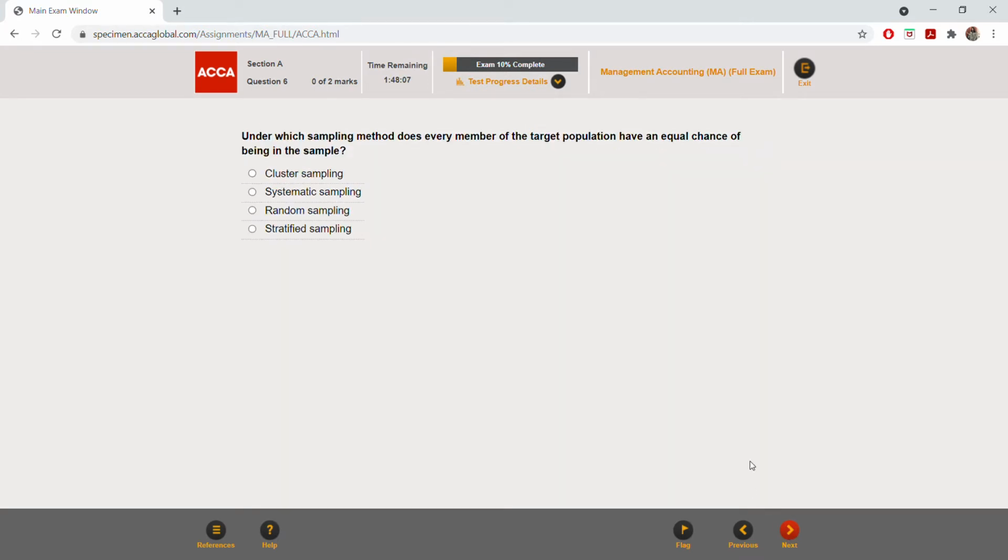Sampling will come. Under which sampling method does every member of the target population have an equal chance of being in the sample? To answer this, you have to know what cluster sampling is, what systematic sampling is, what random sampling is, and what stratified sampling is. Trust me, all this is very easy. It's not at all hard.